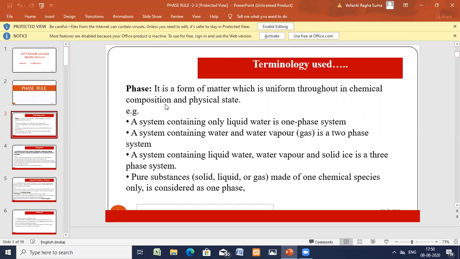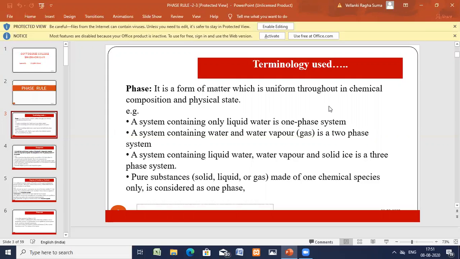So first, what is the phase? A phase is a form of matter which is uniform throughout in chemical composition and physical state. So it is mechanically separable. It is uniform in chemical composition, a homogeneous mixture, and its physical state you can easily identify. That is a phase. Now we'll take an example.